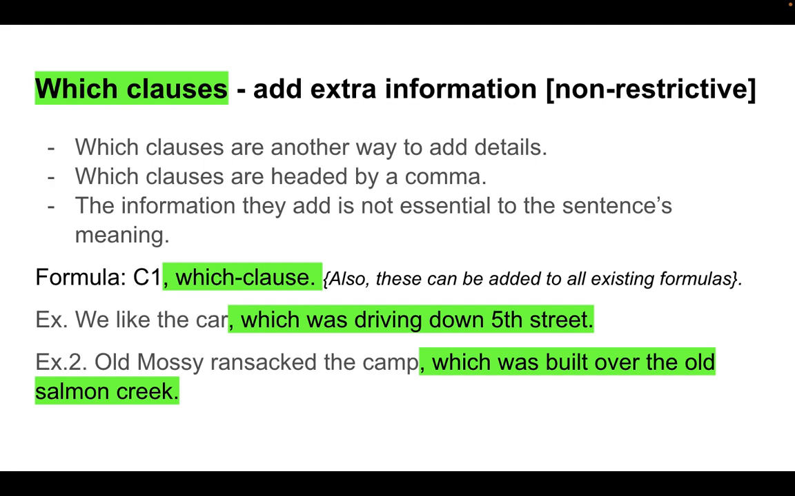Moving on to our final new structure. Oh yes, I should mention, in your free practice today, please try to write 3 sentences that utilize which clauses to add extra information.